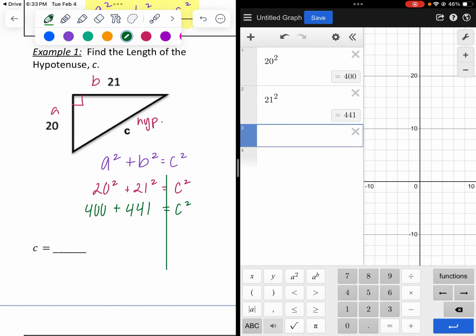On my left-hand side, I can add 400 plus 441. That gives me a total of 841 is equal to C squared.